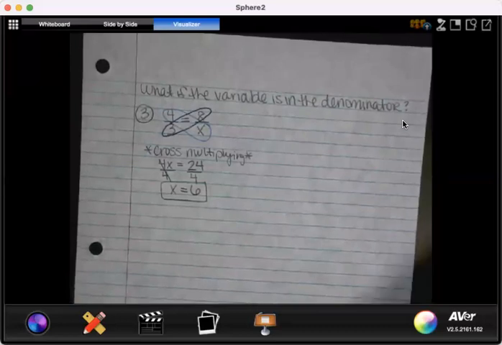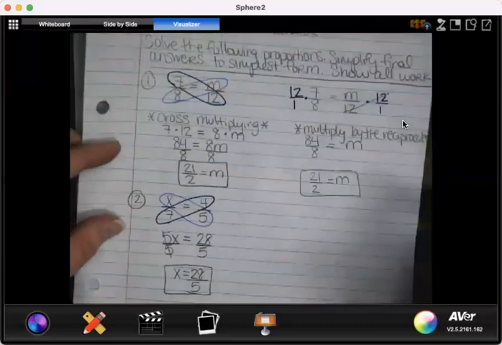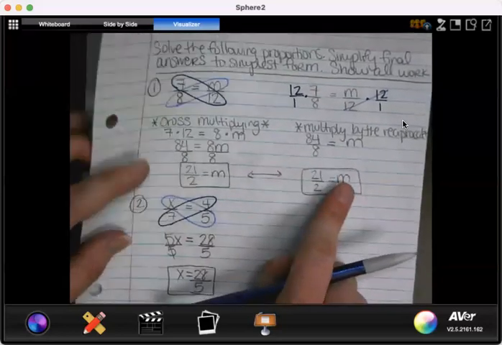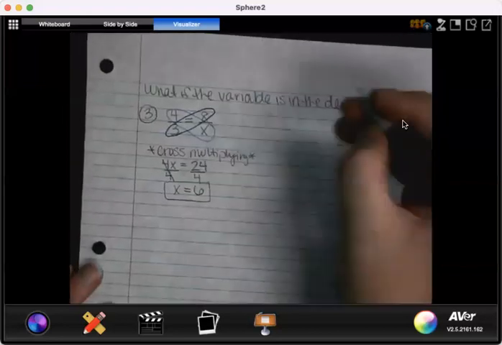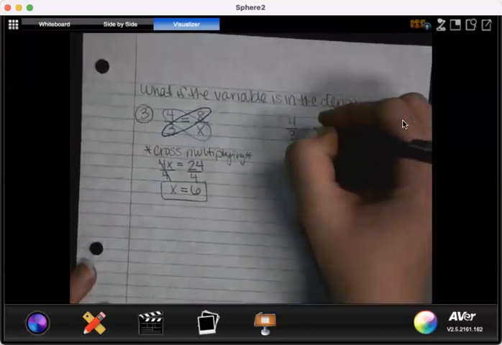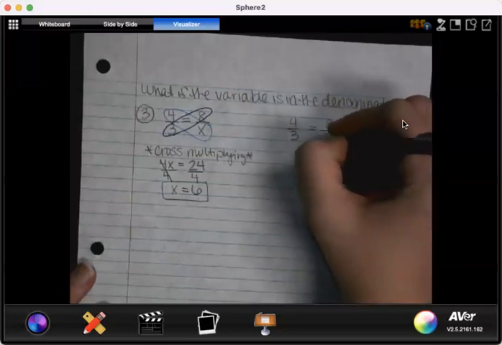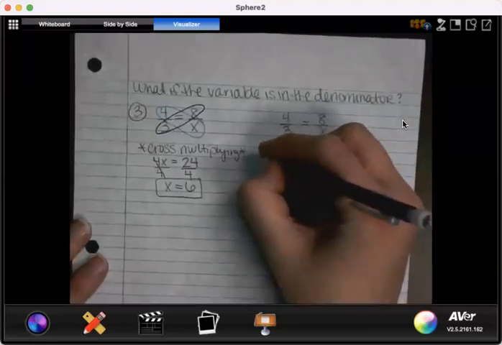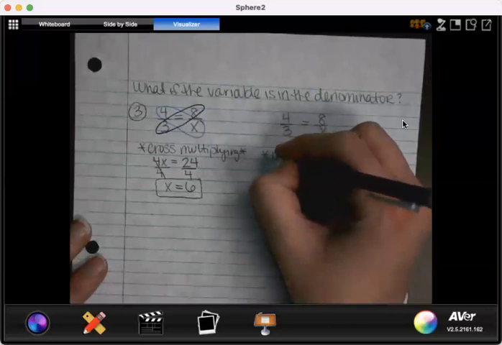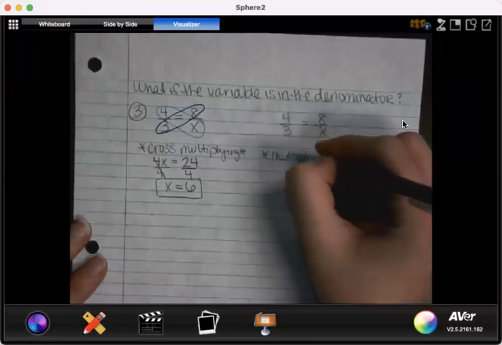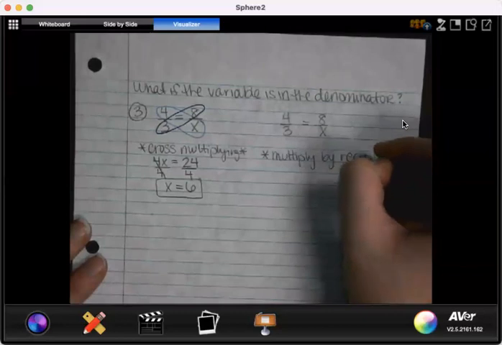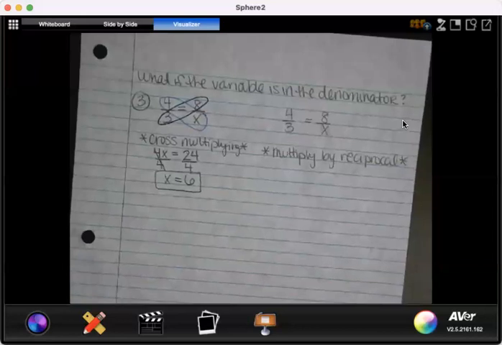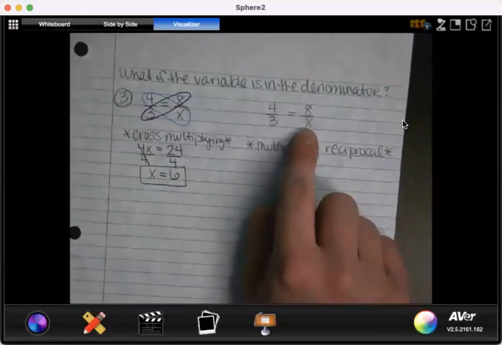Now, much like number 1, I'm going to show that on the screen again. Keep in mind that we could do it either method, cross multiplying or multiplying by the reciprocal. So again, I'm going to show you what happens if you wanted to use the multiply by reciprocal method. Either method is acceptable. If I were to multiply by the reciprocal, keep in mind that we want to get rid of a denominator where the variable is.